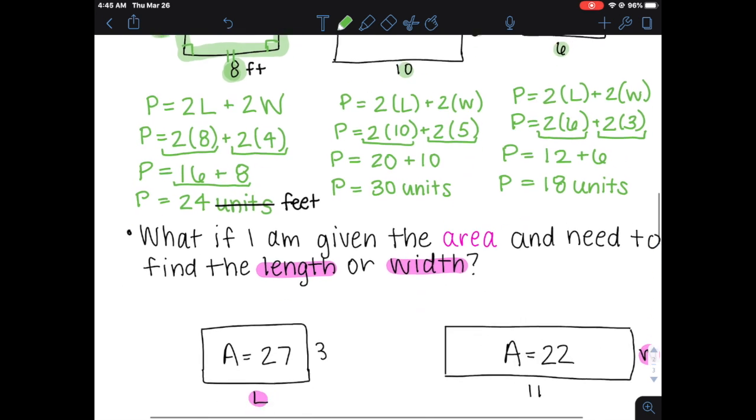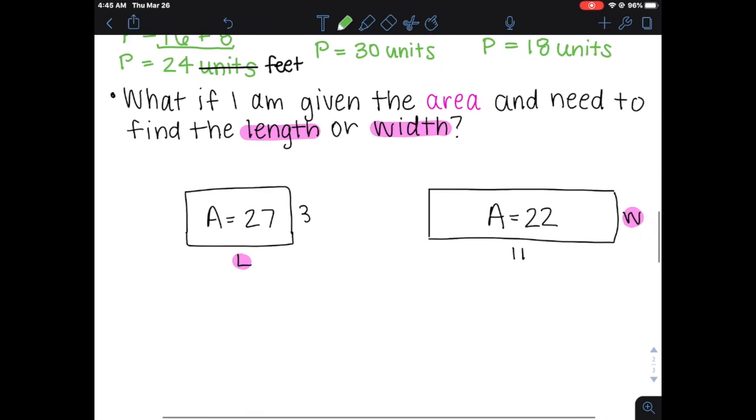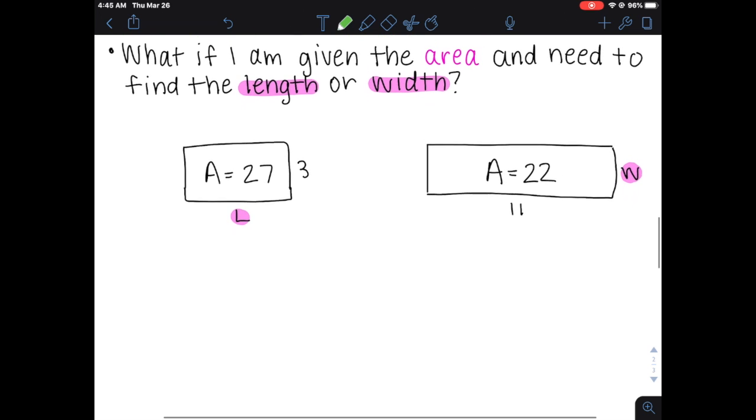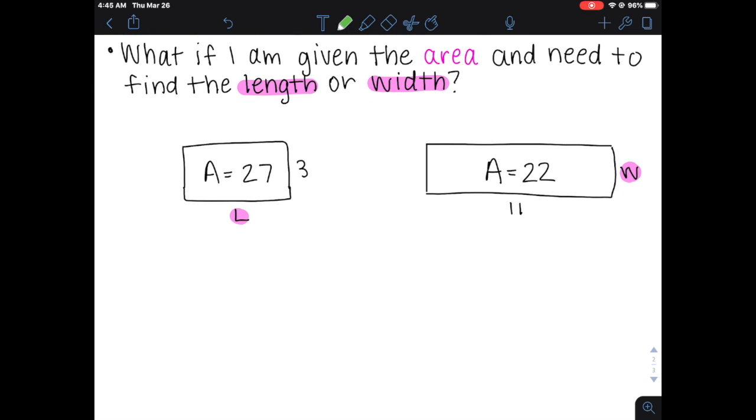You'll also see a couple of problems where you're given the area and you need to either find the length or the width. So we'll do 2 examples of those types of problems. All right, so it says, what if I am given the area and need to find the length or width? So you have your area. We know our width is 3, but our length is what we're unsure of. So we still want to start with our formula, which is A equals length times width.